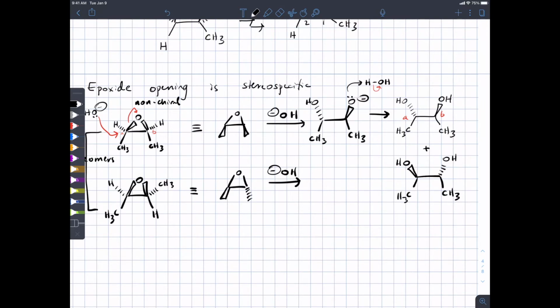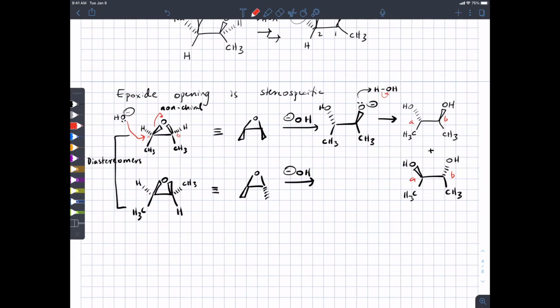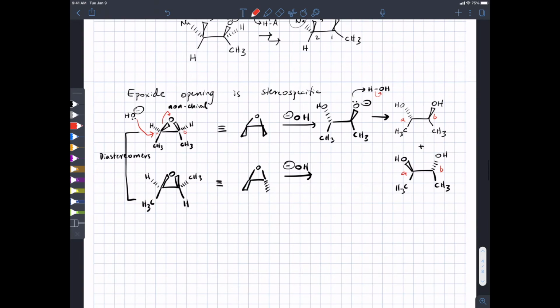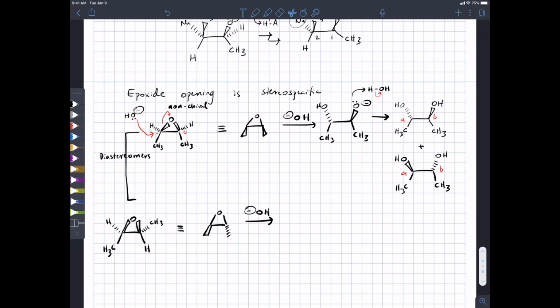Okay? So that's our first following through the structure of the epoxide and paying attention to what happens to stereochemistry. And we can do the same with the diastereomer down here. I'm going to just make a little bit more space.